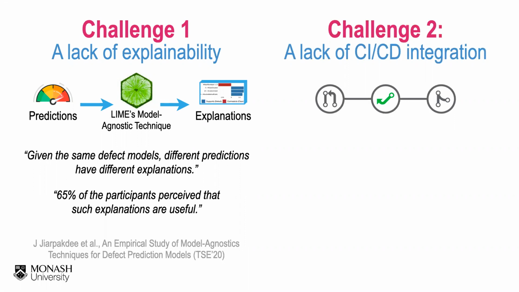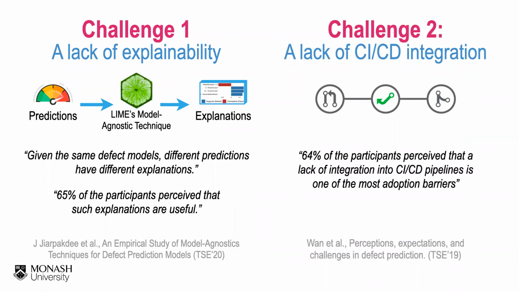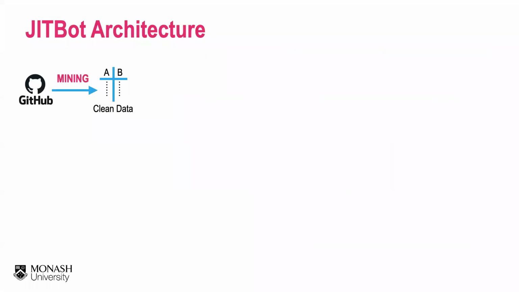Another challenge is a lack of CI and CD integration. Recent work by Wan et al. found that 64% of the participants perceive that a lack of integration into CI/CD pipelines is one of the most adoption barriers. So in this work, we present the JITBot architecture to address the aforementioned challenges.